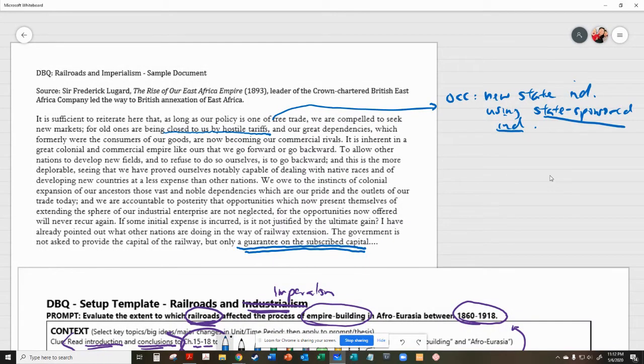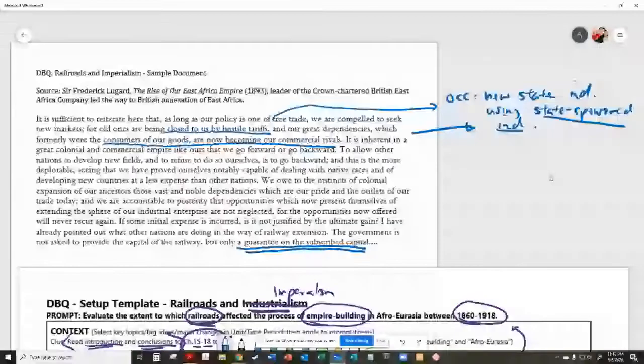Okay, you can now also examine why the state should get involved. Why should the British government get involved in this process here? Because the consumers of our goods are now becoming our commercial rivals. New states that are coming on in the late 19th, early 20th century, Germany, the United States, which had always been a market for British produced goods, had now become key economic rivals.